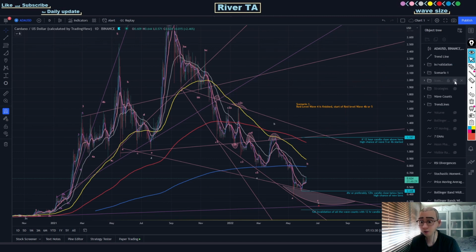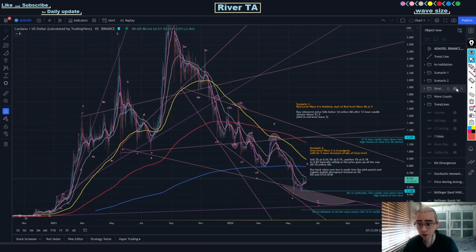Alright, so our scenario 2 is that gray level wave C is still in progress, hence we are still in the process of making red level wave 4. So A, B, and then C like this, which means that we are still in the process of red level wave 4 or 4A. All right, so what can be the strategy for these two scenarios?